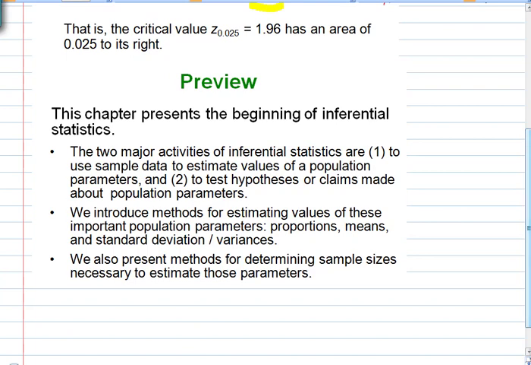In this chapter, we're going to be looking at inferential statistics. The 2 major activities of inferential statistics are, first, use sample data to estimate the values of a population parameter. So we want to predict something about a population based on what we see with a sample. And number 2, to test hypotheses or claims made about population parameters.